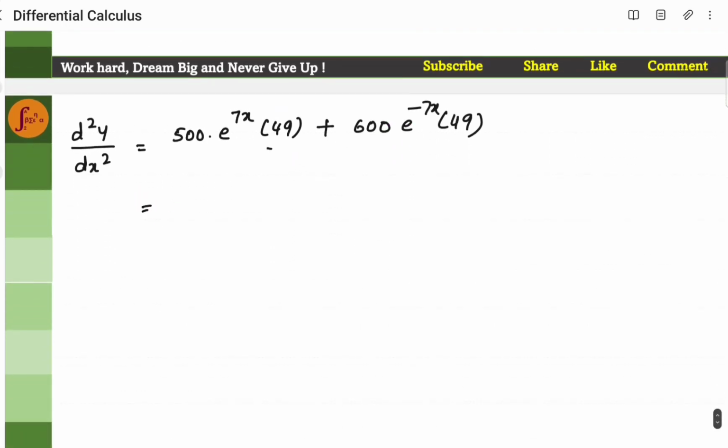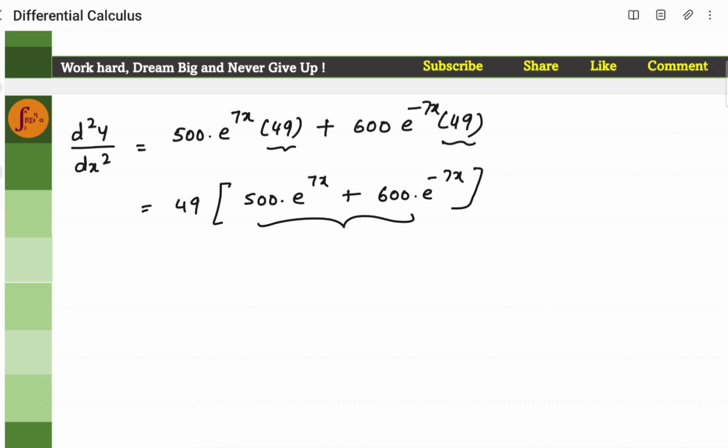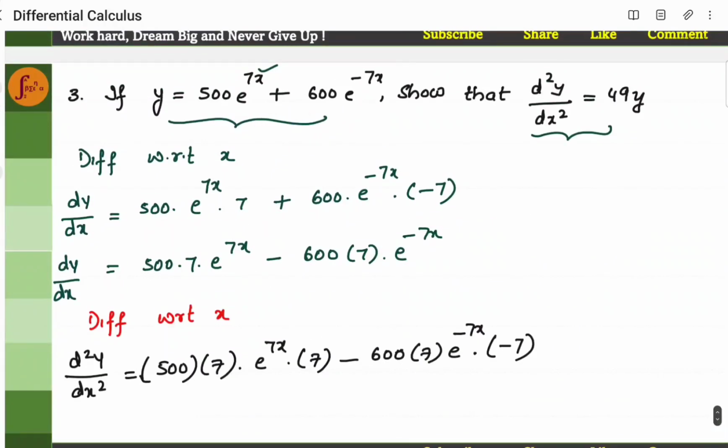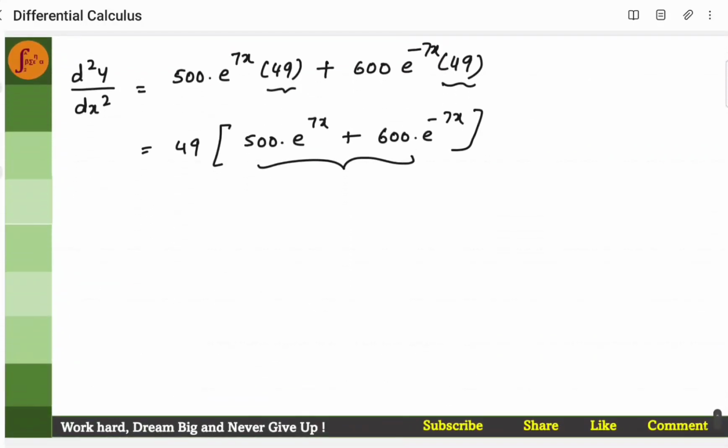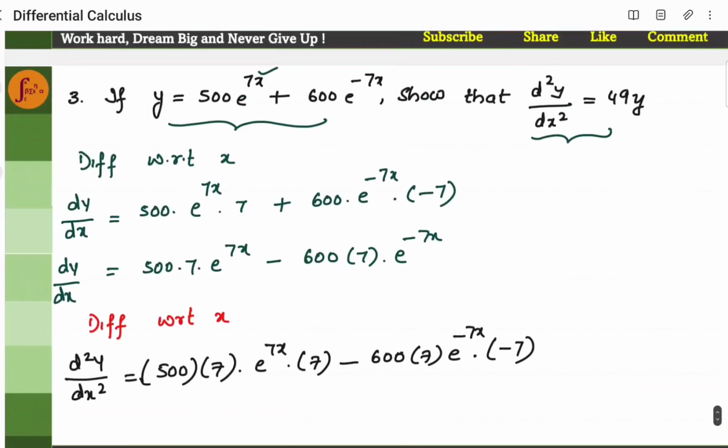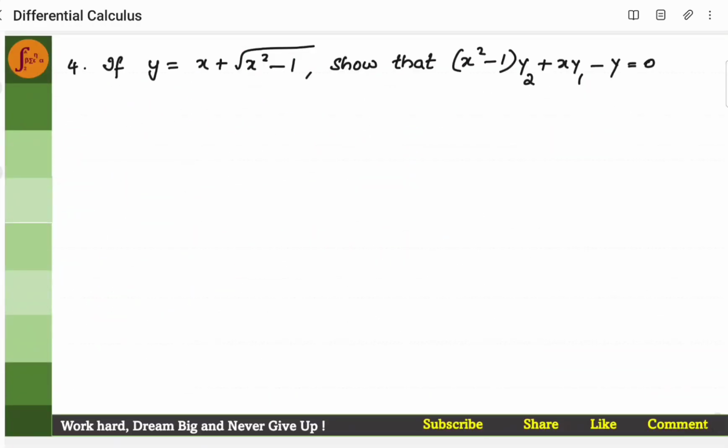Now I'll take 49 as common. So I'll get 49 into 500 into e to the power 7x plus 600 into e to the power minus 7x. Now what is this? If you notice, this is y, right? So let's substitute y here. So you'll get 49 into y. So we have proved it, the second order derivative is 49y. Let's take another problem here, right?